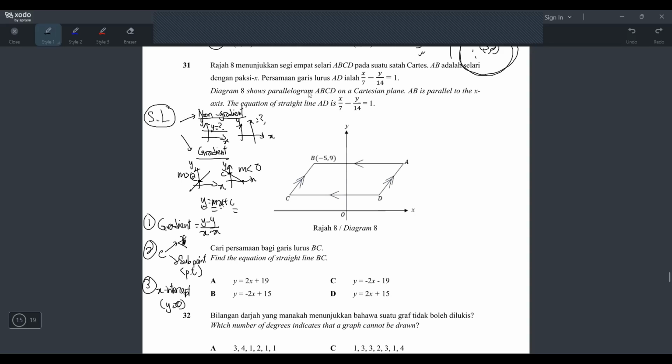Okay, let's read the question. Diagram A shows a parallelogram, so top and bottom are parallel, left and right are parallel. A, B, C, D on the Cartesian plane. And then AB is parallel to the x-axis. AB is parallel to the x-axis. And then the equation of AD is this one.